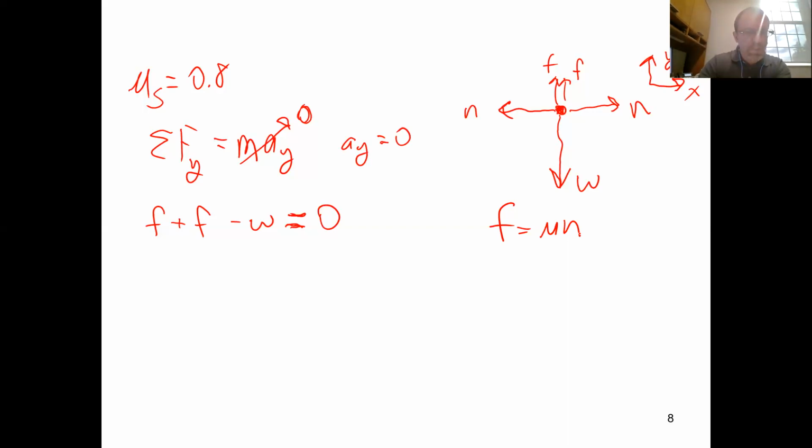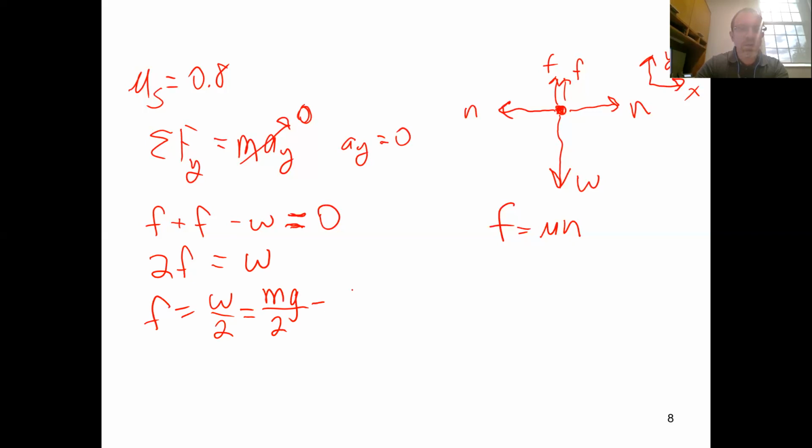So what does this tell me? This tells me that these guys are both the same size. I've got F plus F gives me 2F. 2F must be equal to W. If I move that over to the other side, friction is equal to, divide both sides by 2, W divided by 2. And what's W? W is mg, divided by 2.